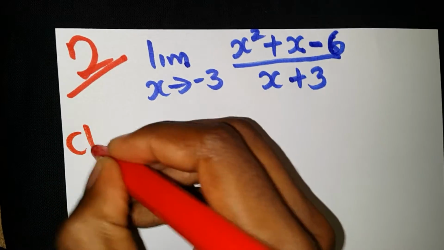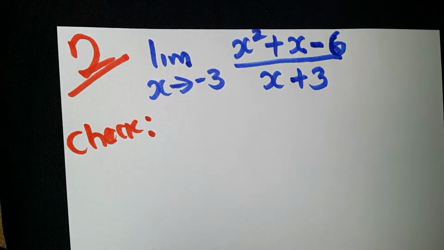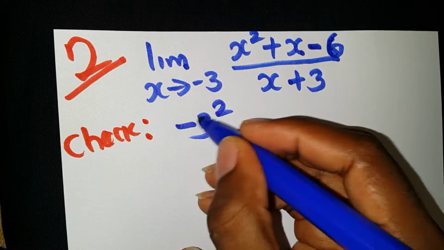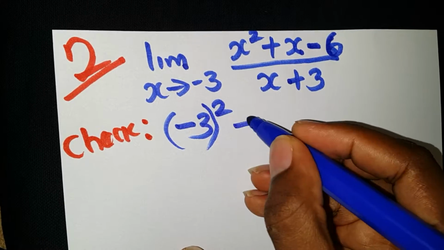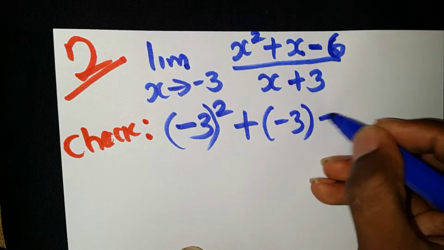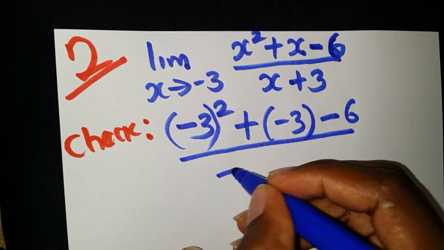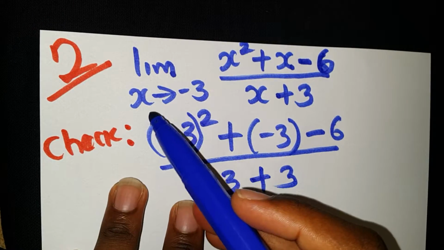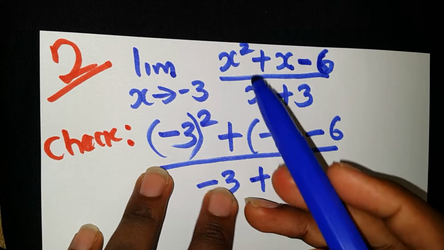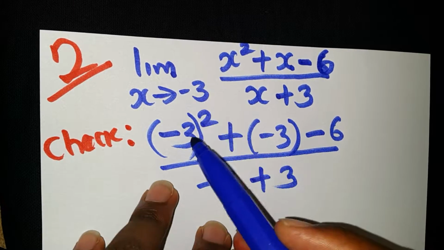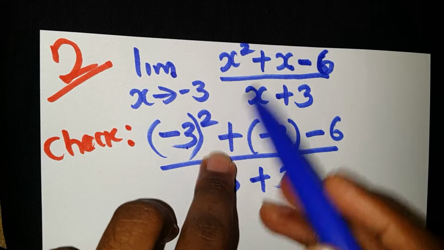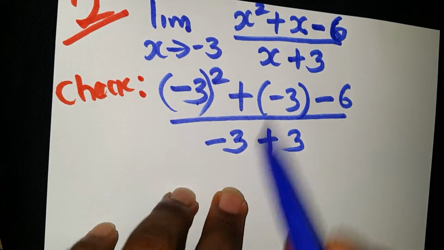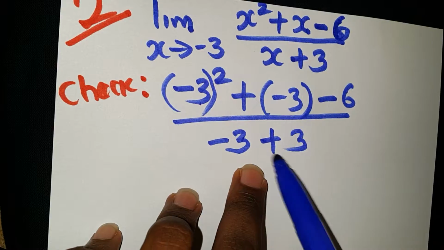So let's plug in -3 here. Just have to check. Let me write check. So we put -3 here. We have -3 squared plus -3 minus 6 divided by -3 plus 3. So x is tending to -3, so I replace x here with -3. We have -3 squared, plus -3, then minus 6. Then in the denominator, we replace x with -3, -3 plus 3.